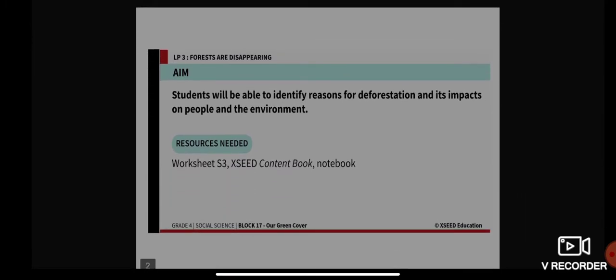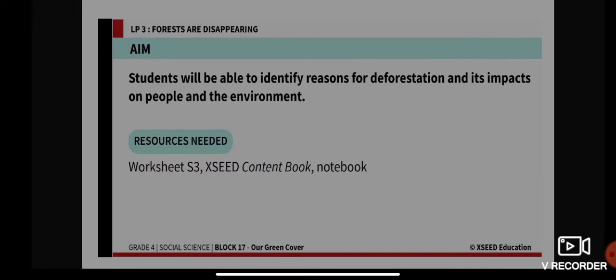The aim for our class is students will be able to identify reasons for deforestation and its impact on people and the environment. Resources needed are your worksheet S3, your exit content book, and your notebook.